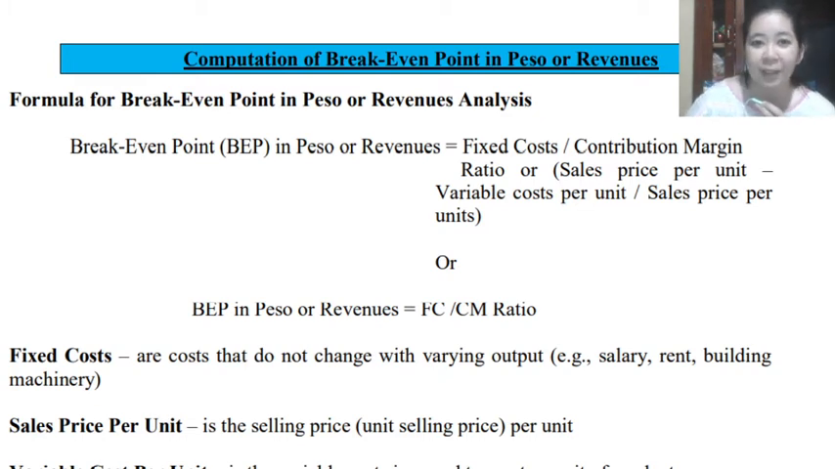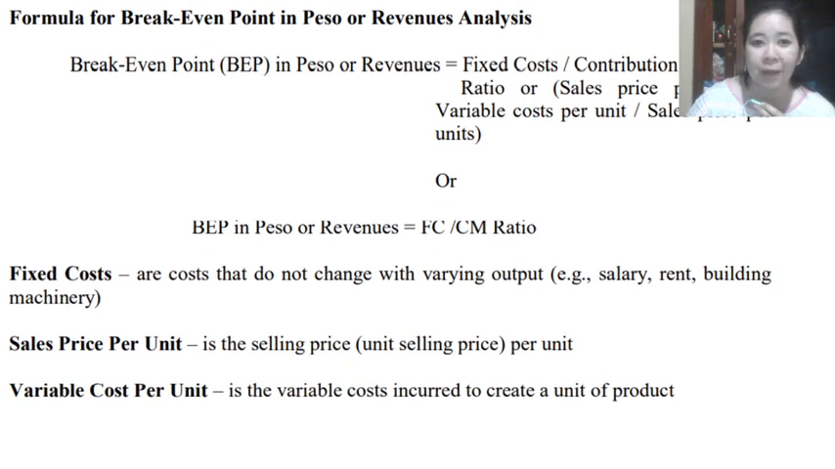Okay. So we also have here the elements again. Fixed cost, again, these are costs that do not change or vary with the output.